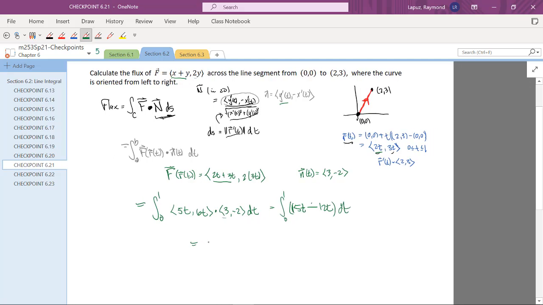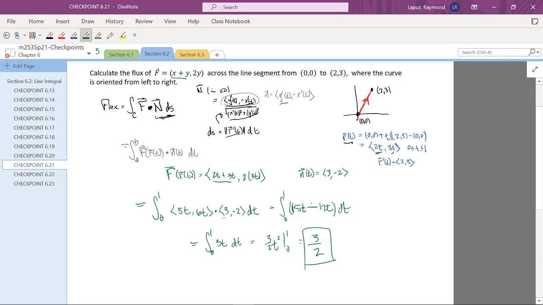We have the integral from 0 to 1 of 3t dt, which is going to be 3/2 t squared from 0 to 1, and that's just going to be 3/2 times 1. Okay, so it looks like that's going to be the flux of the vector field along this line.